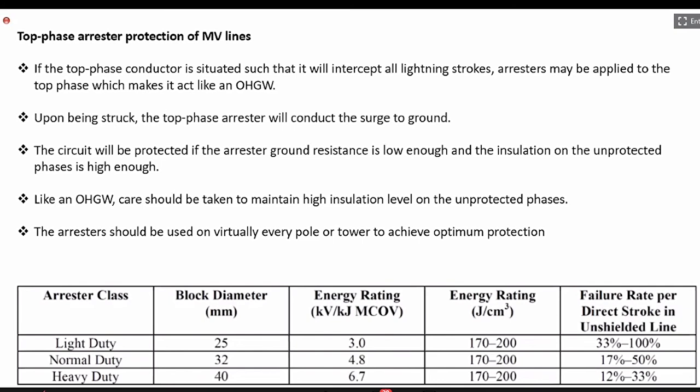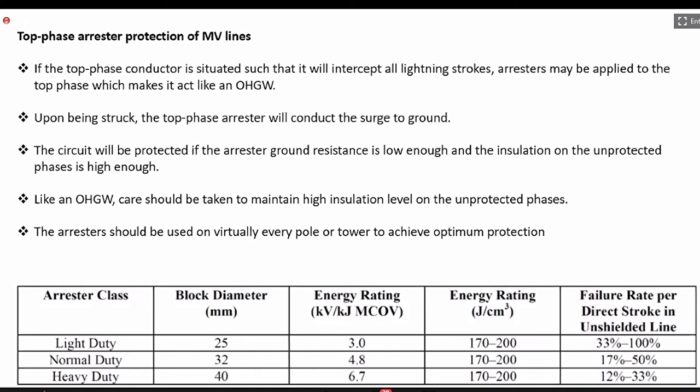Also, when you have a top phase arrestor protecting MV lines, there are some points that you have to be careful about. If the top phase conductor is situated such that it will intercept all lightning strokes, arrestors may be applied to the top phase, which makes it act like an overhead grounded wire. Then upon being struck, the top phase arrestor will conduct the surge to ground. The circuit will be protected if the arrestor ground resistance is low enough and the insulation on the unprotected phases is high enough. Like an OHGW, care should be taken to maintain a high insulation level on the unprotected phases.